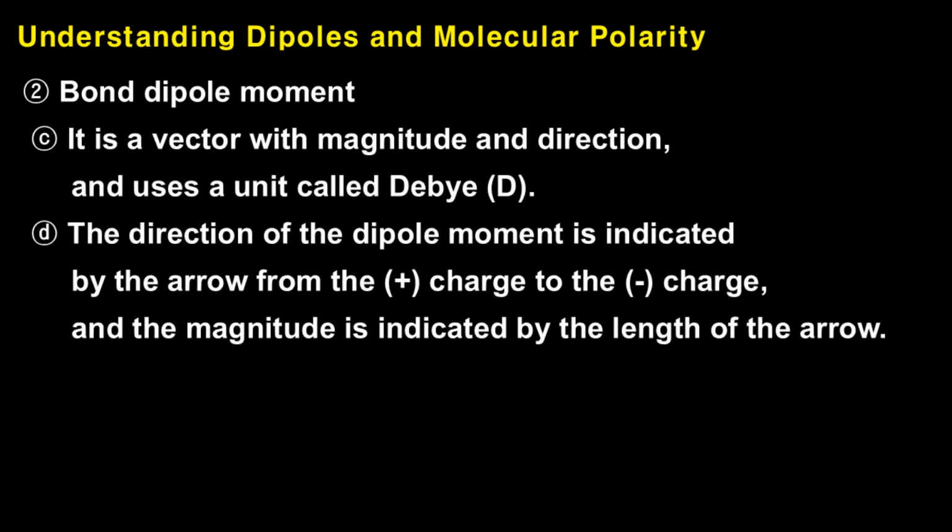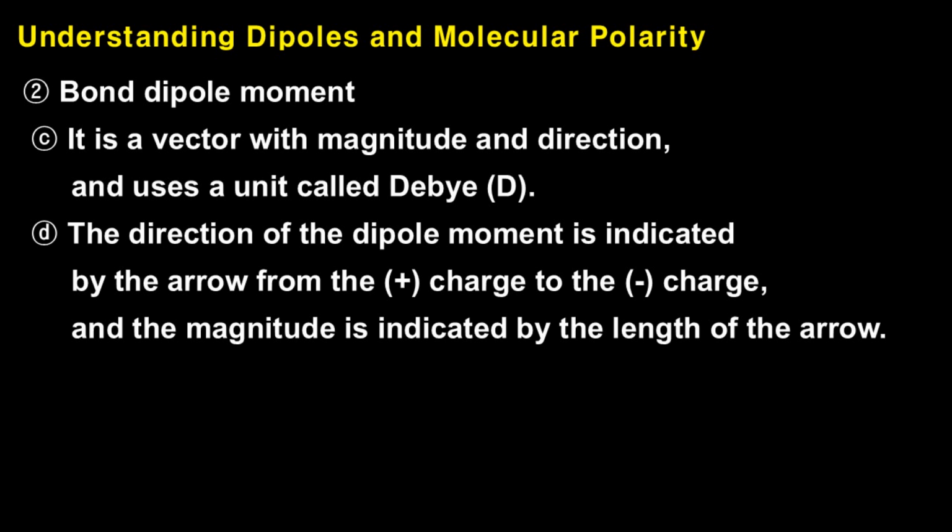The dipole moment is a vector, which means it has both a magnitude and a direction. The magnitude tells us how strong the polarity is, and the direction shows us where the electrons are being pulled. In other words, the direction of charge separation. It always points from the less electronegative atom, the one with a partial positive charge, delta plus, toward the more electronegative atom, the one with a partial negative charge, delta minus.